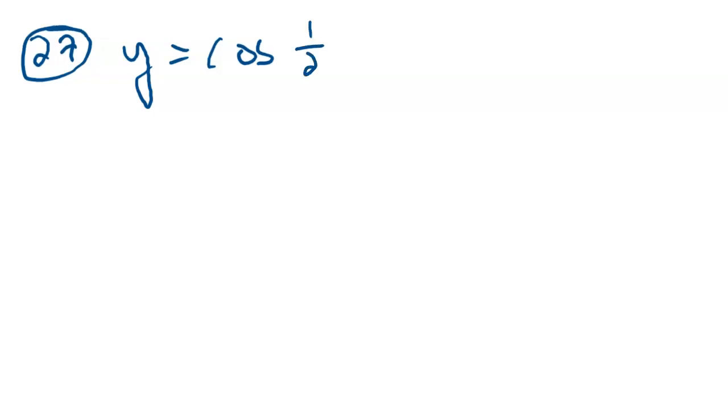Okay, 1/2 theta minus pi over 2. I know it says 90 degrees, but it's in radians. There it is. Perfect. Okay, I'm going to graph.